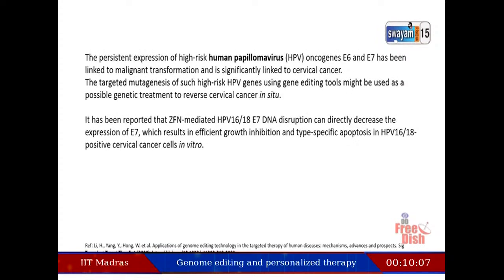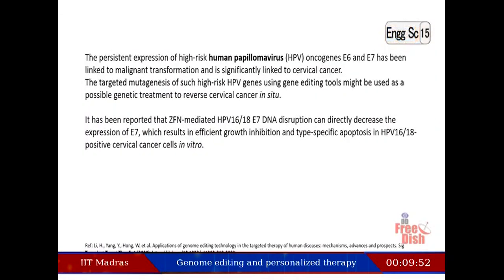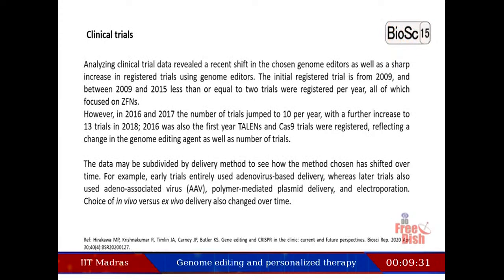The persistent expression of high risk human papillomavirus oncogenes E6 and E7 has been linked to malignant transformation and is significantly linked to cervical cancer. The targeted mutagenesis of such high risk HPV genes using gene editing tools might be used as a possible genetic treatment to reverse cervical cancer in situ. It has been reported that ZFN mediated HPV 16, 18 E7 DNA disruption can directly decrease the expression of E7, which results in efficient growth inhibition and type specific apoptosis in HPV 16/18 positive cervical cancer cells in vitro.